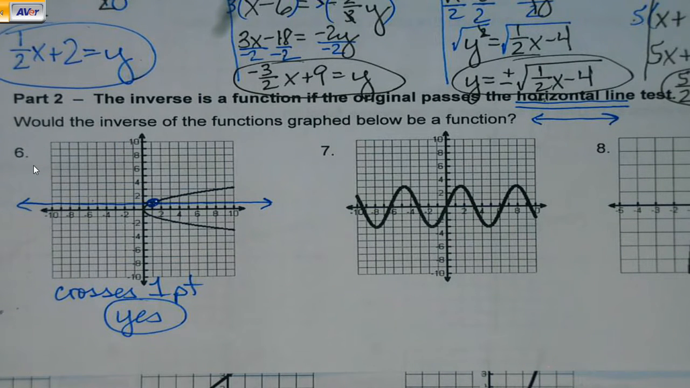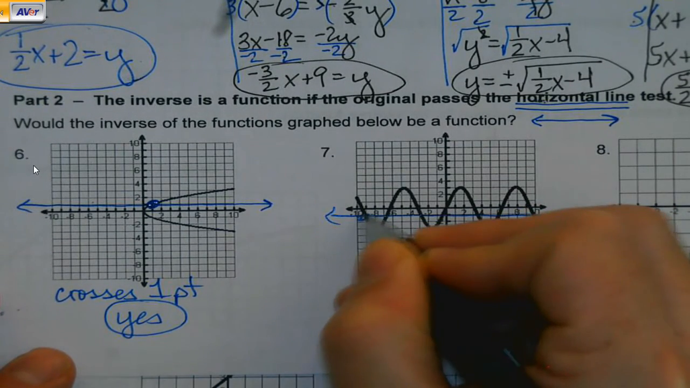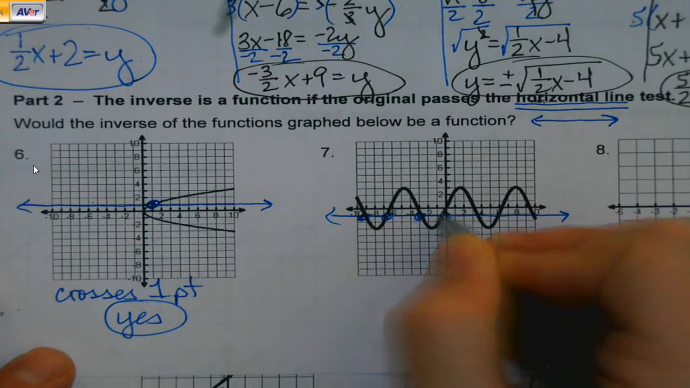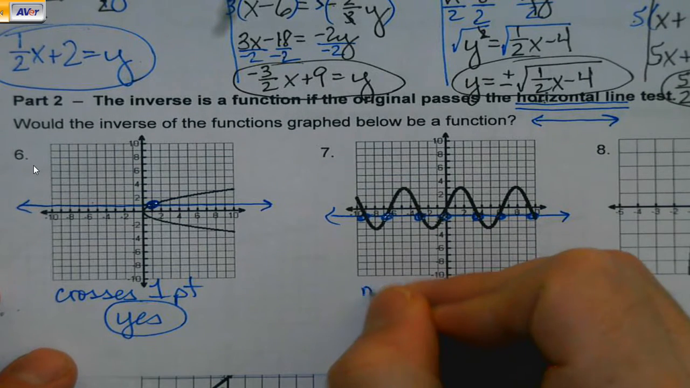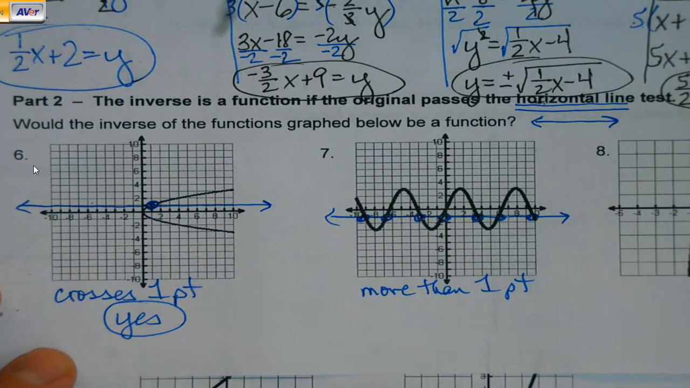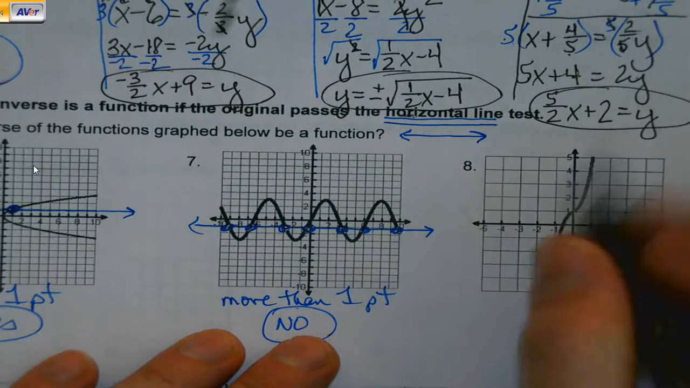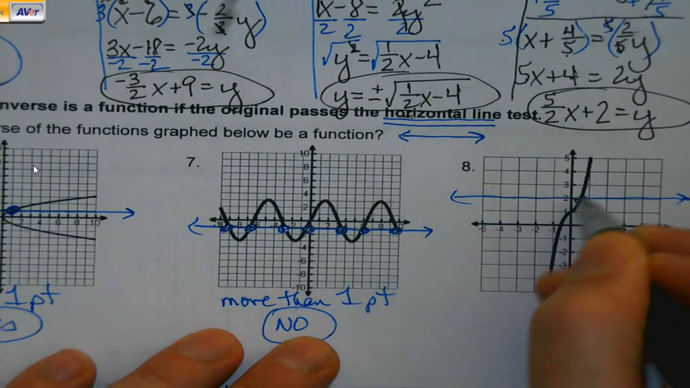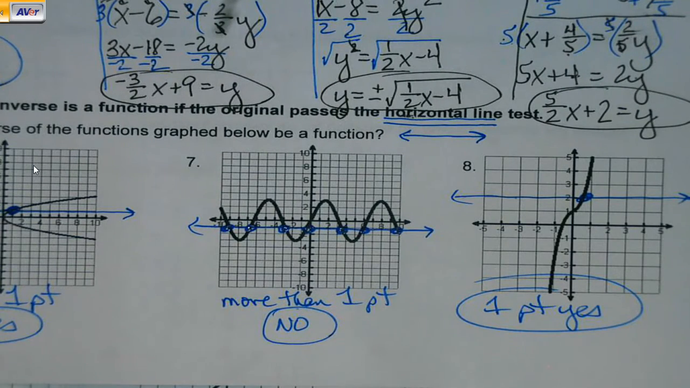But if I put that horizontal line through, and it goes through multiple points, it really doesn't matter how many more than one, just that there's more than one point it's crossing. Okay, that inverse will not be a function. It's not going to pass the vertical line test if we did that. So I just got to keep telling myself it's the horizontal line test that I'm using here. And if I can keep that straight, I'm in good shape.